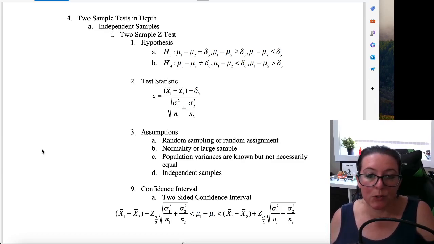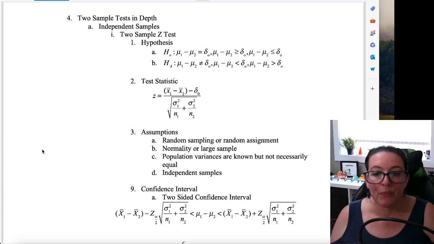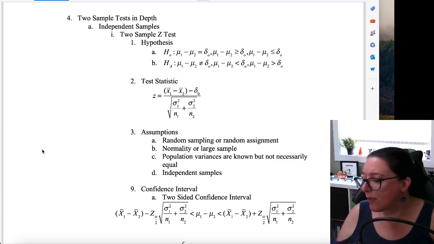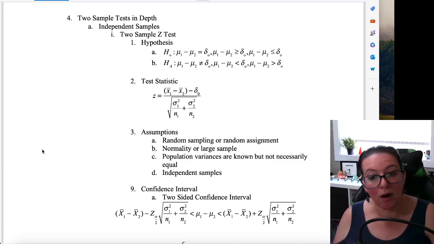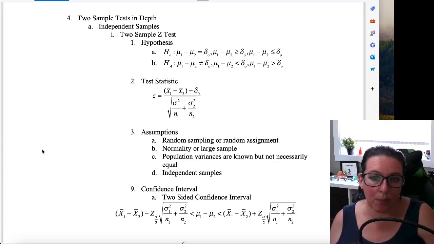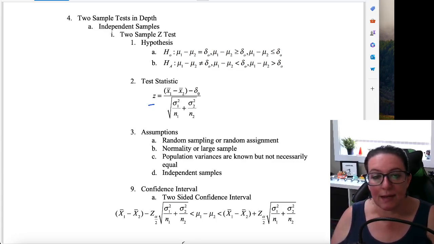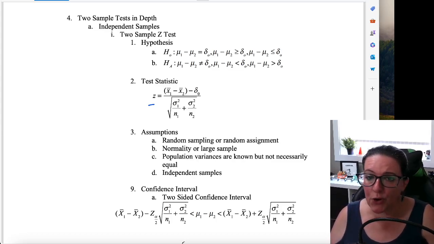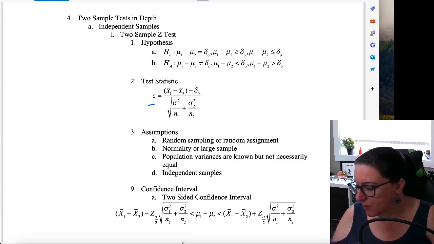We will look at a two sample T test, one where we assume that the variability is equal and one where we assume the variability is different. So for this two sample Z test, we are assuming random sampling, so our samples represent the population. We have a normal underlying population, or at least a large enough sample size that the sampling distribution is normally distributed. That allows us to use Z. Population variances are known, but not necessarily equal, and we have two independent samples.